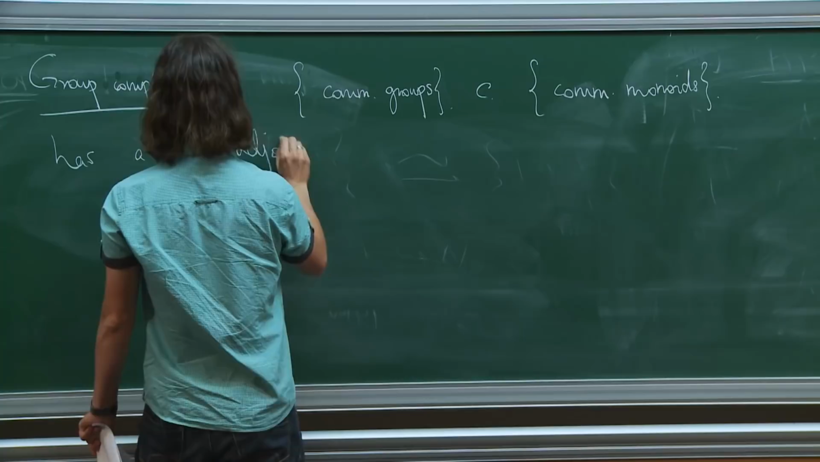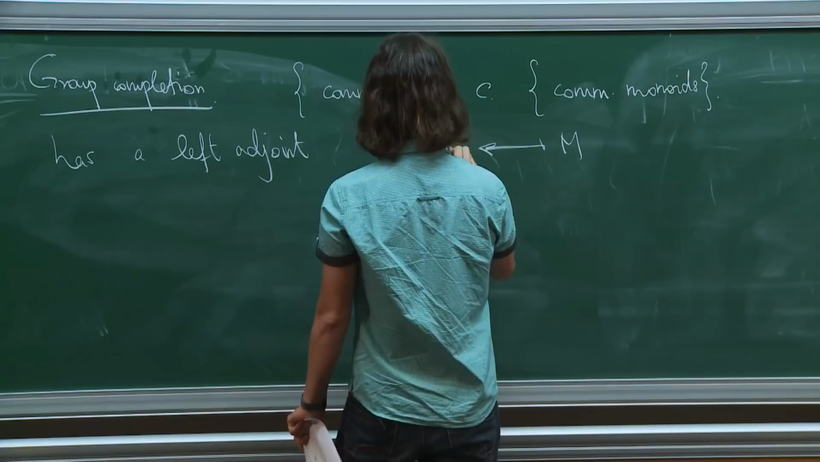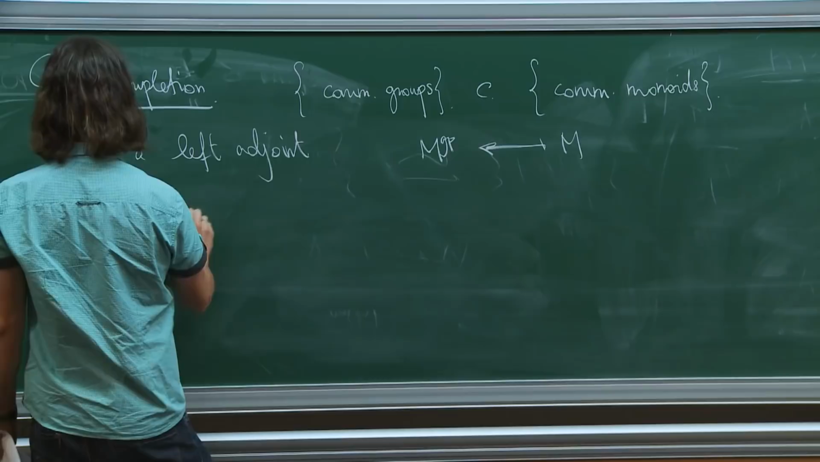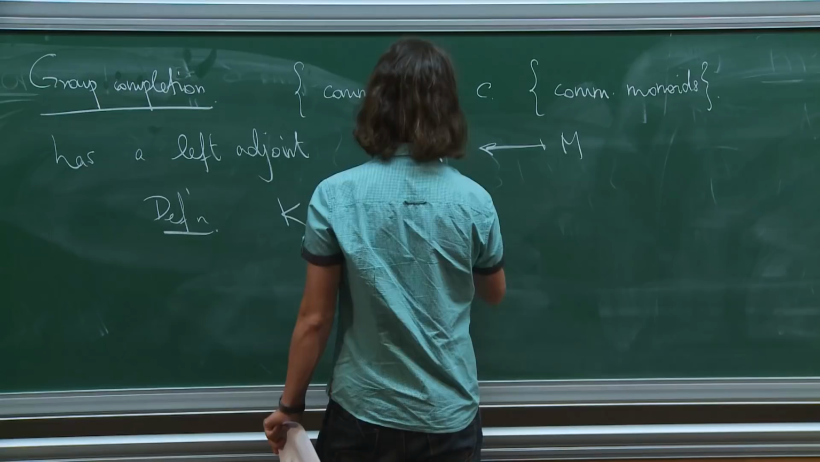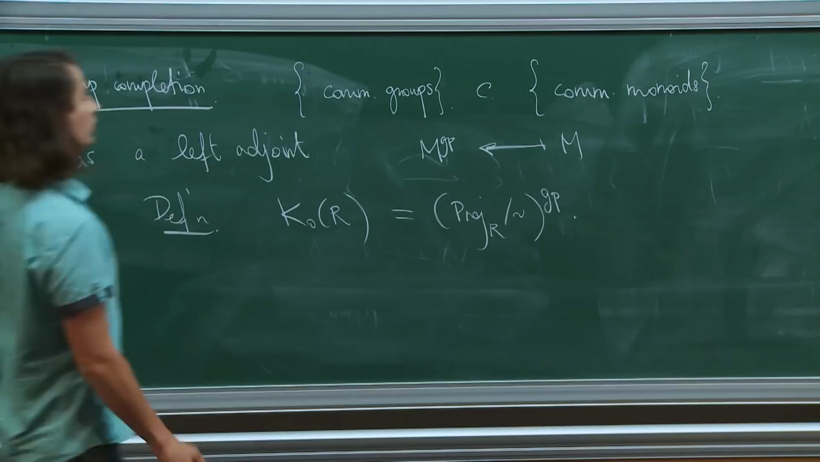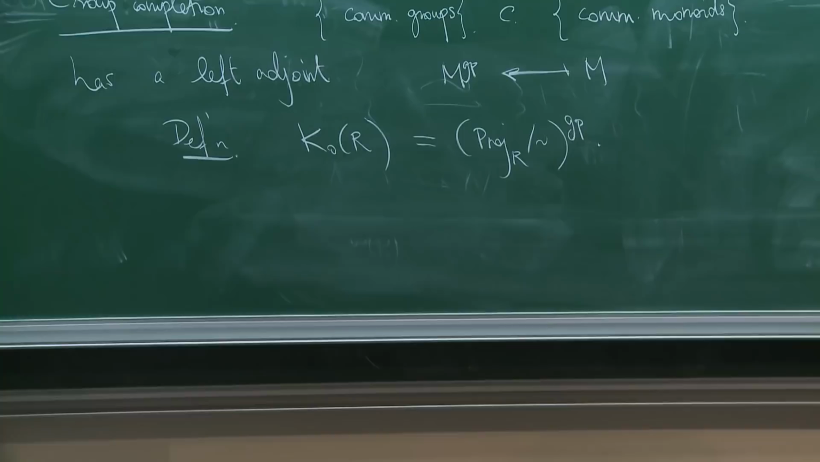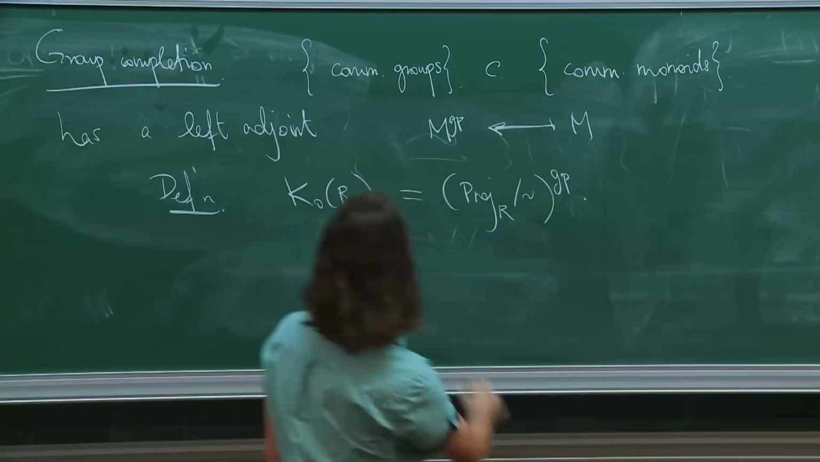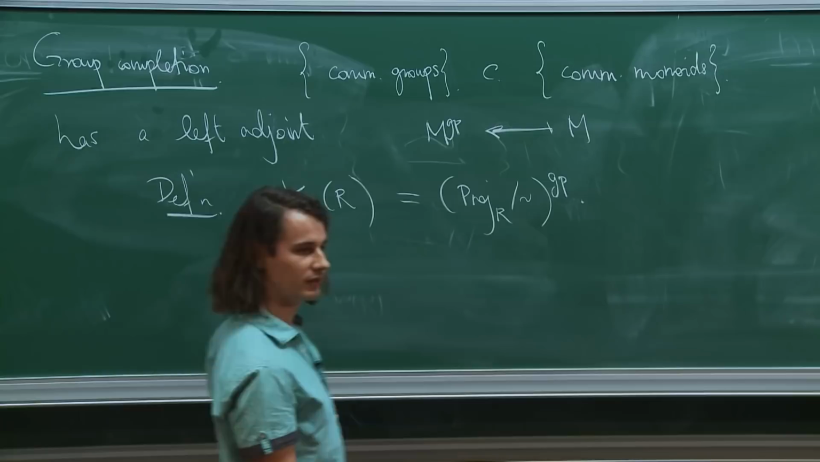So M maps to M group. The definition of the Grothendieck group is that K_0 of R is: you take projective modules up to isomorphism and you group complete. But what this machinery from algebraic topology or higher category theory gives you is a way of saying just the same words, but omitting the passage to isomorphism classes in the process.